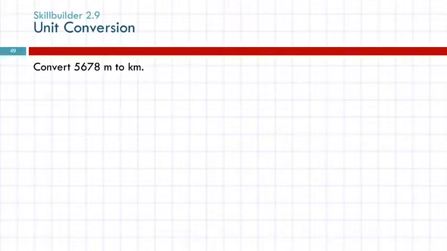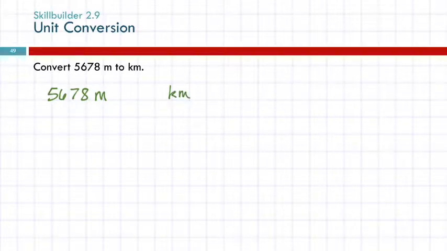So, very few words in these problems. Makes it less confusing. Convert 5,678 meters to kilometers. Well, there's only 2 units. So one must be the given and one must be the find it. The one with the number is the one you start with, and the other one is what you end up with.